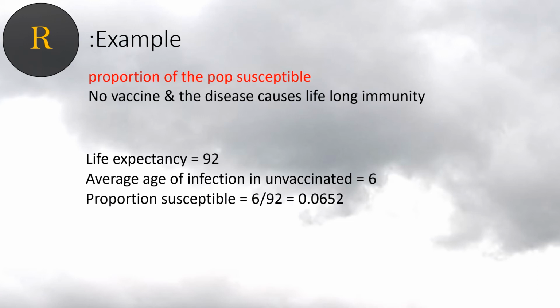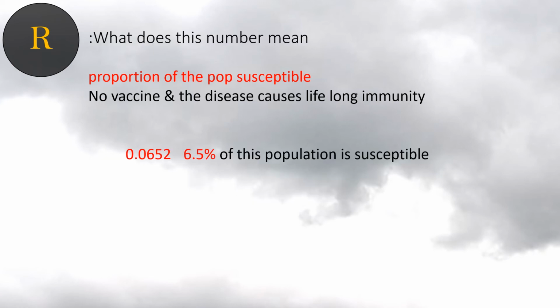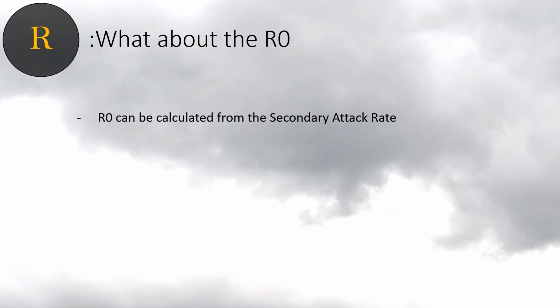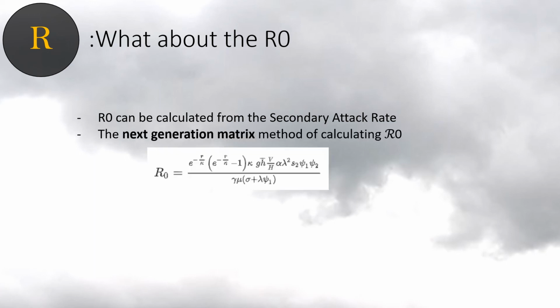So, we do our proportion here, and it's 6 divided by 92, which is 0.0652. This means that 6.5% of the population is susceptible. Correct? Now what about the R0 number? Now remember beforehand, in the previous video, we calculated it from the secondary attack rate. Now, there is a far more comprehensive way to calculate the R0 in this case. And I said that it was complicated.